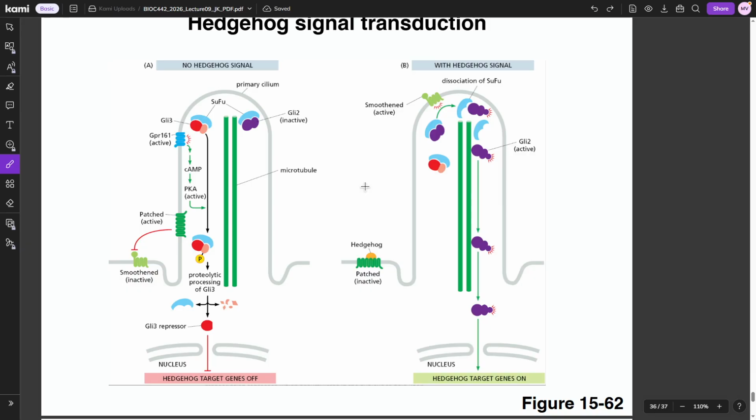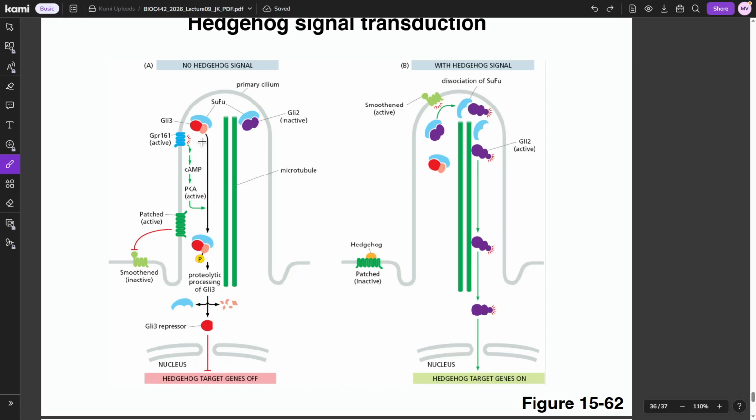Essentially what's happening under normal conditions is we have patched and smoothened. Hedgehog binds to this patched protein. So when there's no hedgehog, patched is actually able to inhibit this smoothened protein. And when that's inhibited, this regular pathway happens, where GPR161 leads to a secondary messenger cascade with cyclic AMP and protein kinase A.